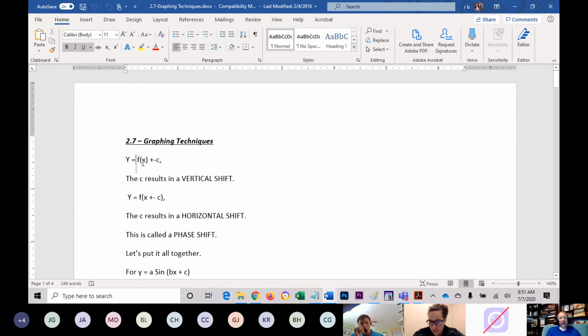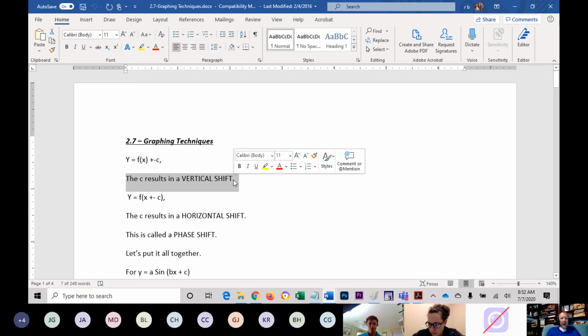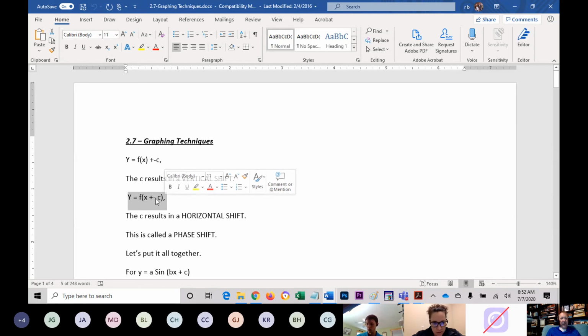If I have a function of x, such as sine or cosine or tangent, and I add or subtract some c, that c is going to result in a vertical shift. It's going to shift it up if it's a positive number, down if it's a negative number. If, however, I put the c inside the parentheses, so f of x plus or minus c, the c is going to result in a horizontal shift. And in trig, we refer to that as a phase shift.